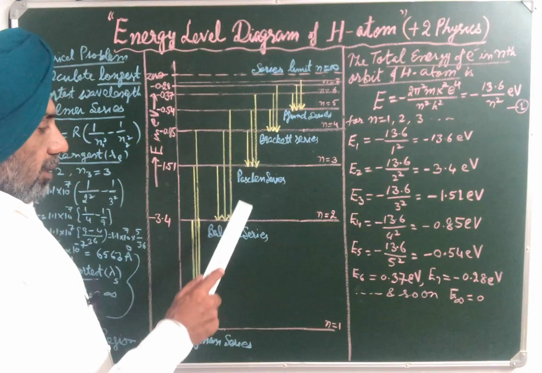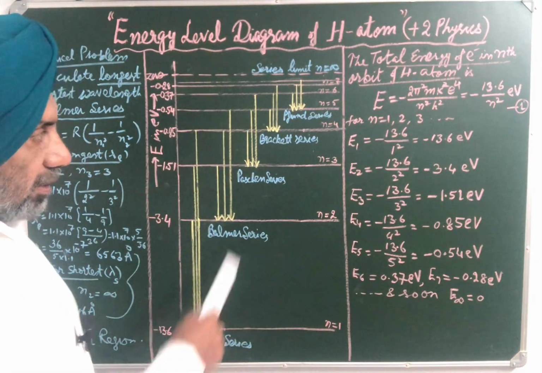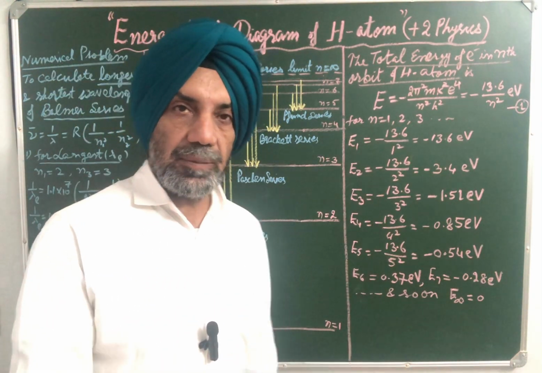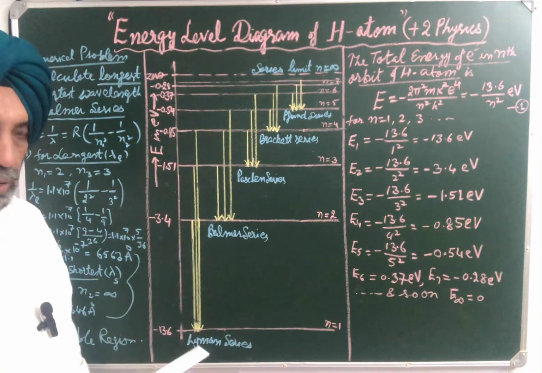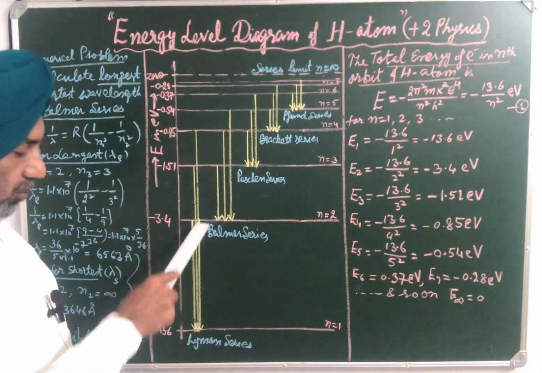Now how to draw the various spectral series on this graph? As we know, when an electron jumps from any higher orbit to the n is equal to 1 orbit.